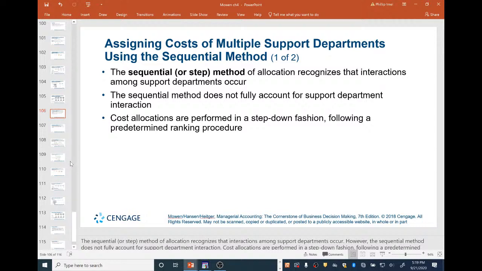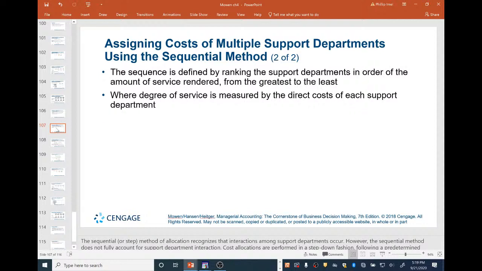Okay, next is the sequential or step method. This recognizes that interactions among support departments occur, but it does not fully account for support department interaction. Cost allocations are performed in a step-down fashion following a predetermined ranking procedure. The sequence is defined by ranking the support departments in order of the amount of service rendered, from the greatest to the least, where the degree of service is measured by the direct cost of each support department.